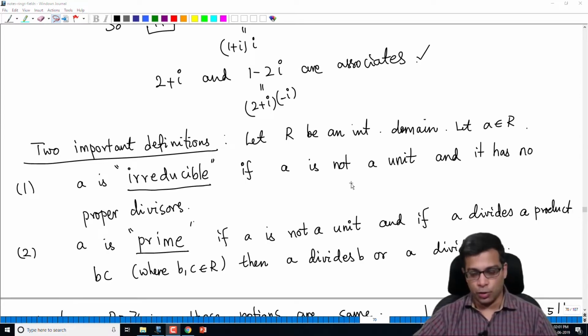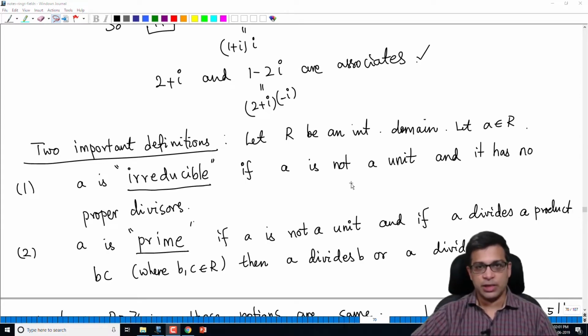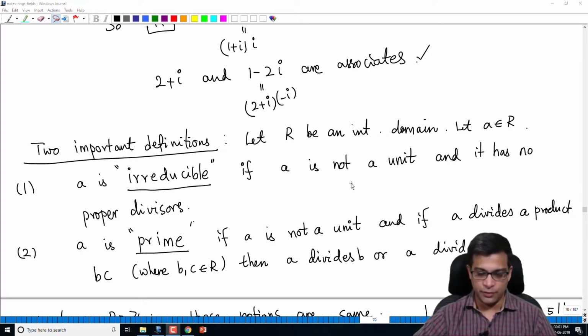So we talked about the notion of divisors. Just like we have the notion of divisors in integers, a proper divisor is analogous to proper divisors in the integers, where, for example, the number 10 has divisors 1 and 10 certainly, but they are not considered proper divisors. So proper divisors of 10 are 2 and 5. So an irreducible element in an arbitrary integral domain is an element which has no proper divisors.